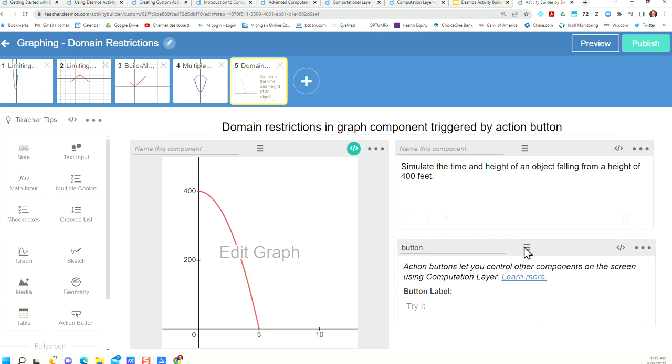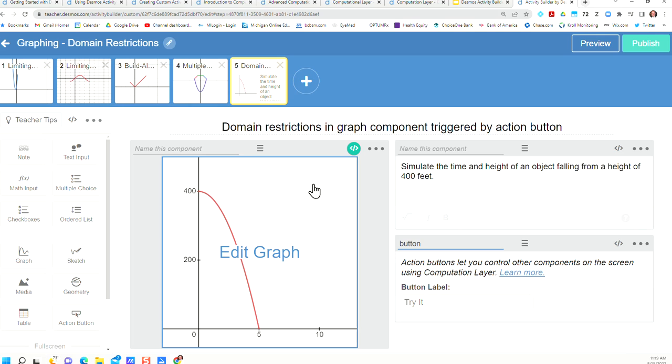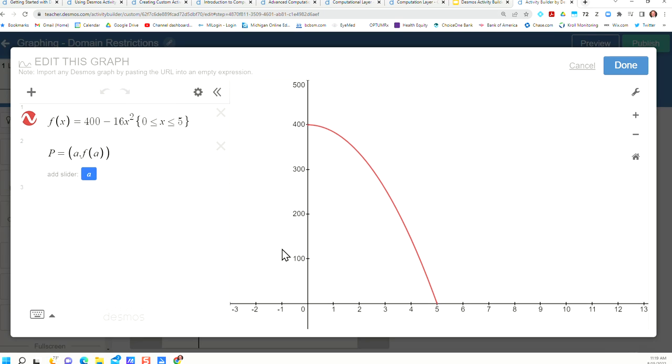I also have an action button component that's right below the note. Now I've named this button, this action button, because we're going to tie it into this graph with a short piece of computation layer that we'll get to in just a moment. But first I want to show you what's in the graph. So I'm going to click on Edit Graph, and here is the function that I want to have graphed.